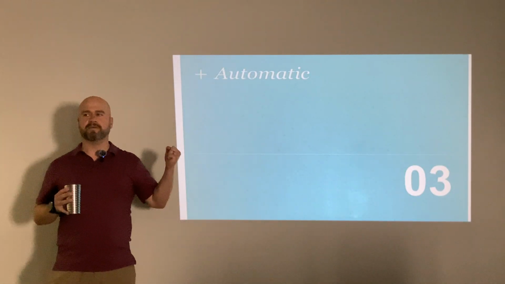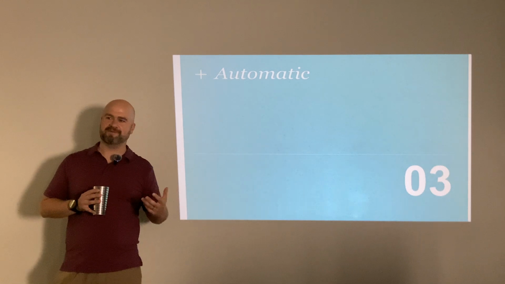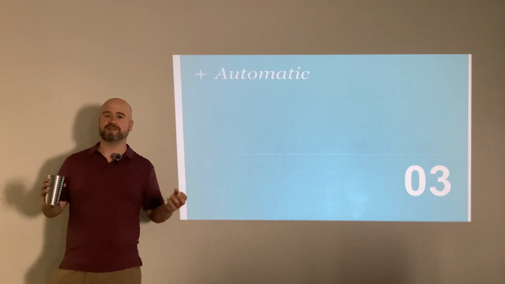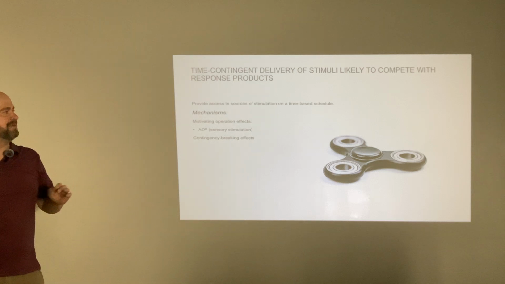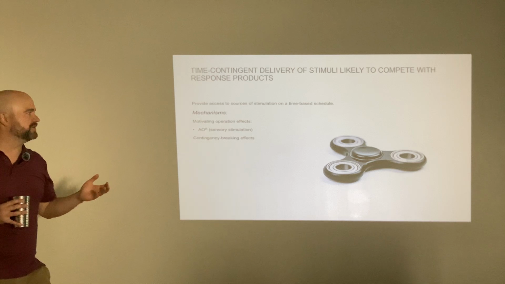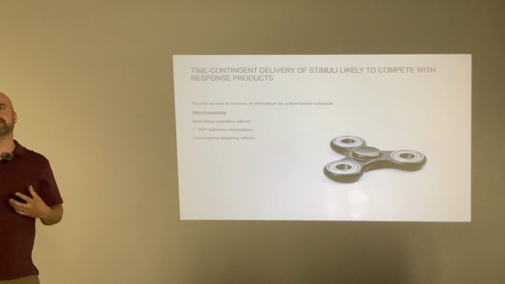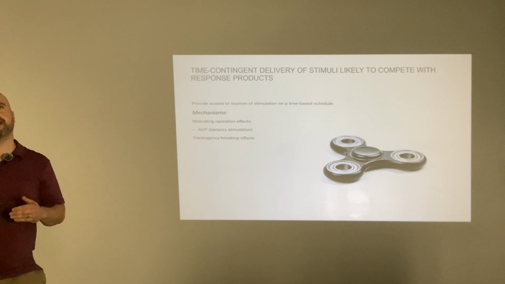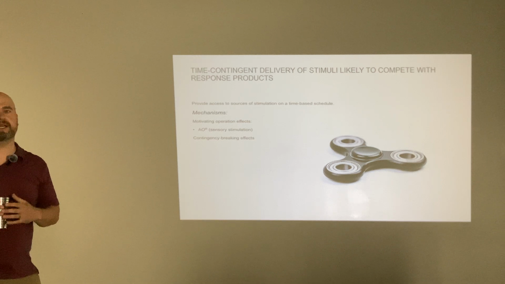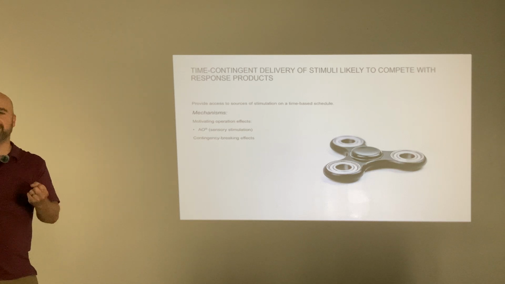We have automatically reinforced behaviors. Behaviors that are reinforced because they enjoy the result of the behavior. Is there any surprise? Time contingent delivery of stimuli likely to compete with the response products, or things we're going to give them to hopefully have the same sensation as the challenging behavior that they're engaged in. Skin picking could be a behavior that's automatically reinforced. It could be automatic negative reinforcement. So we might want to give them something else that they can use to help deliver the same result, that negative reinforcement. Think about positive reinforcement, automatic positive reinforcement.